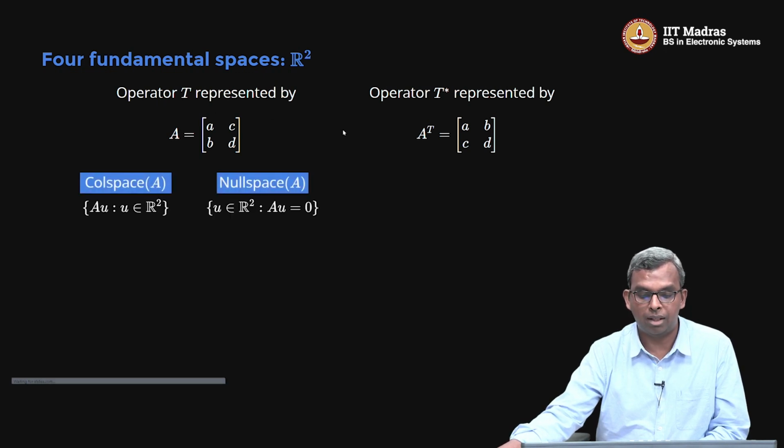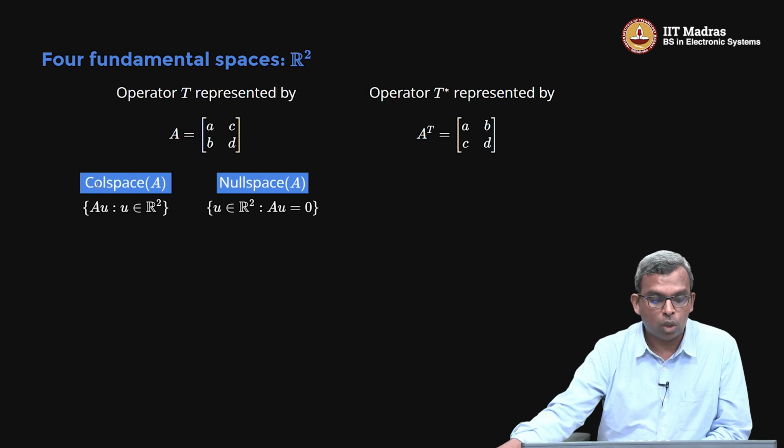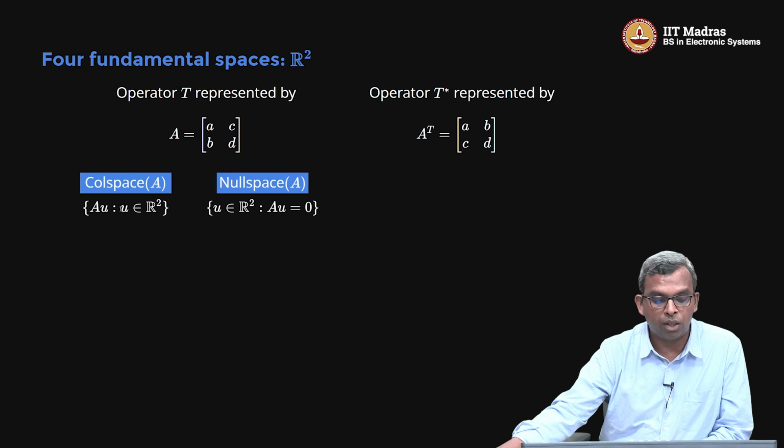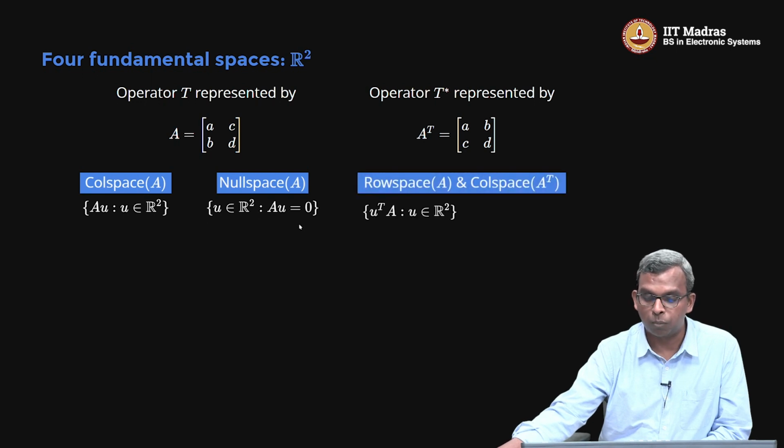This is how we define the thing. The first two are column space and null space. Column space of A is easy, right? It's the set of all AU for U in R2. The entire plane when hit with A goes to the column space. That's the range. Null space is all the U in R2 which give you a 0 when you hit with A, the origin. So that's null space. We know this.